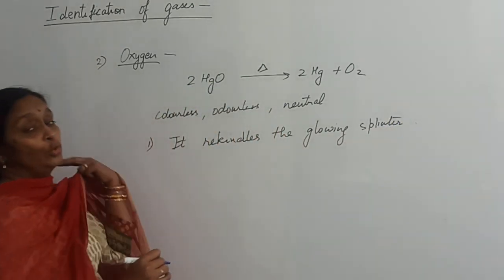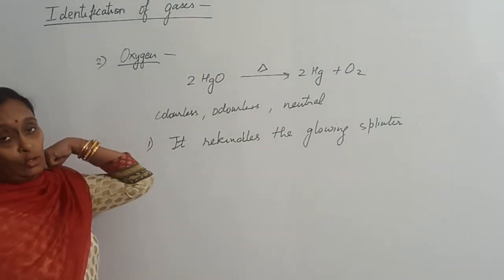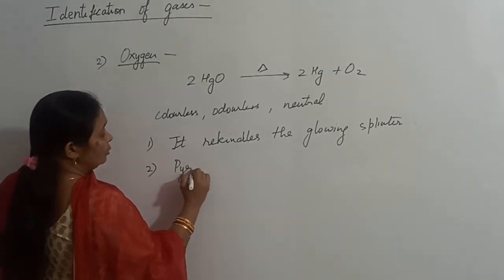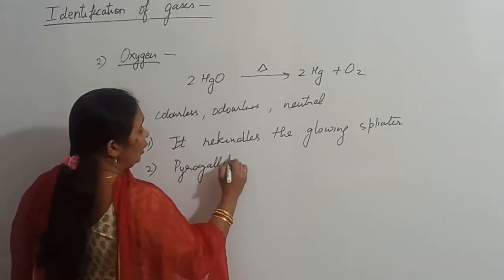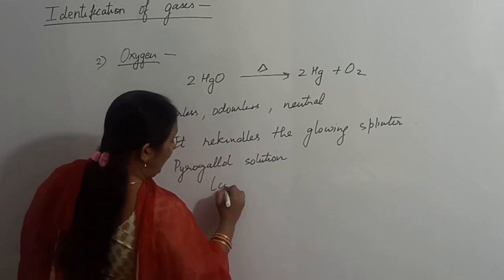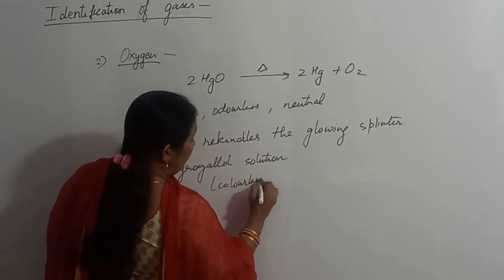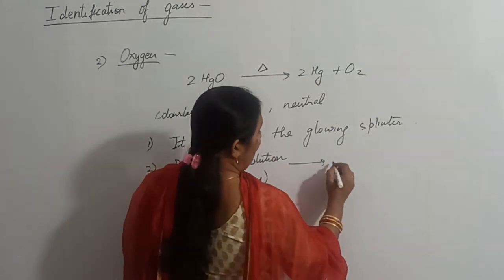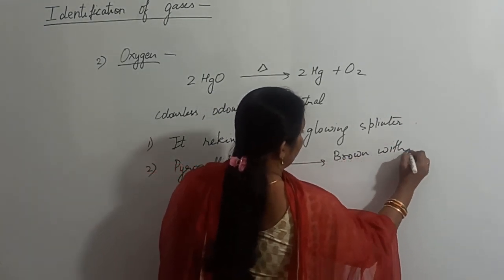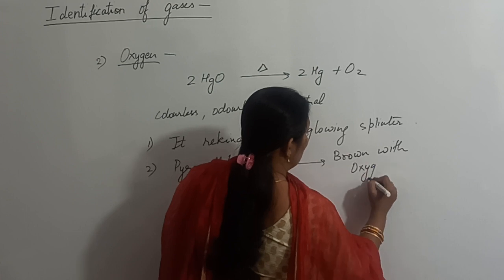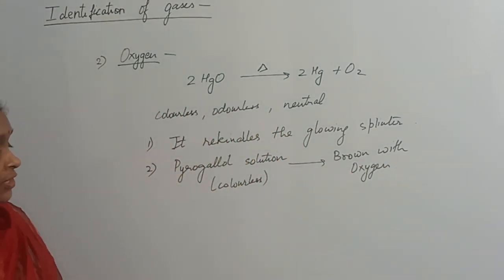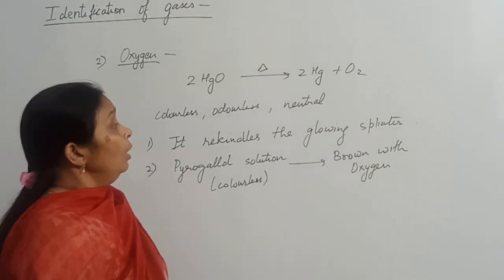And second test which you can perform to confirm whether it is oxygen or not is using pyrogallol solution. Pyrogallol solution is colorless, and when you pass oxygen through it, it turns brown. So this can be a test for oxygen. Pyrogallol solution which is colorless turns brown.